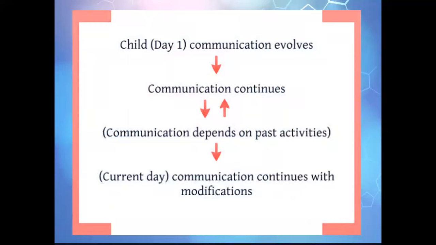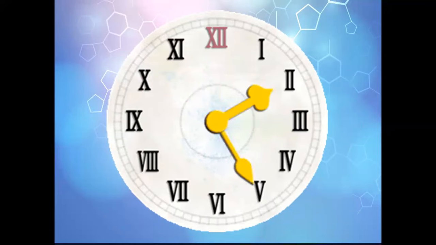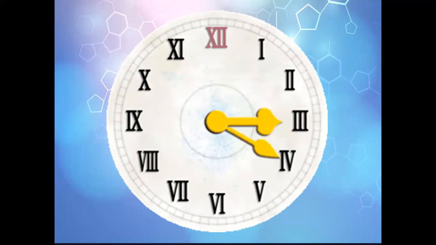Here's how the model looks. Day one, the child's communication evolves, and then the child's communication continues and depends on past activities. Now, going down to the bottom, on the current day, communication continues with modifications. So every time the child gets older, he learns new things. And as he learns new things, he will eventually develop these learnings as he or she goes back to the previous learnings.